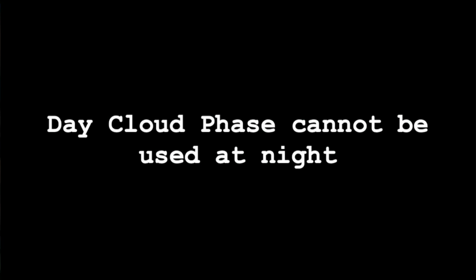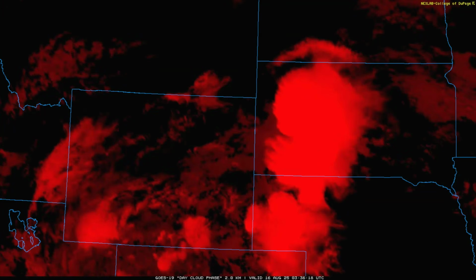As its name suggests, the day cloud phase product can only be used during the daytime because it's drawing in information from band 2, which is the visible satellite band. It cannot be used at night. If you try to use the day cloud phase product at night or when the sun angle is low, right before sunset, for example, your output is going to be artificially tinted red, which is not going to allow you to differentiate between different cloud phases.